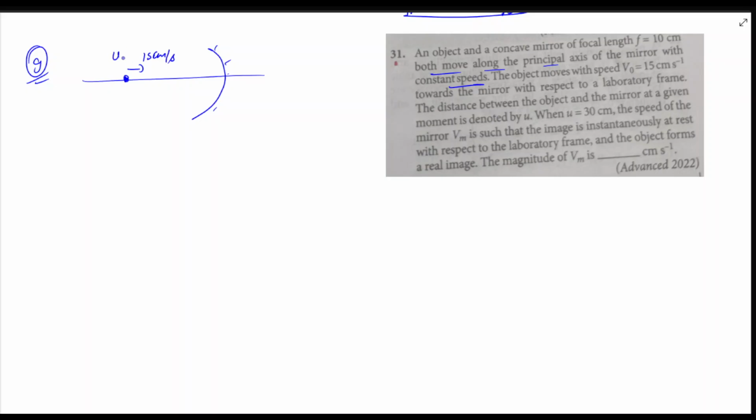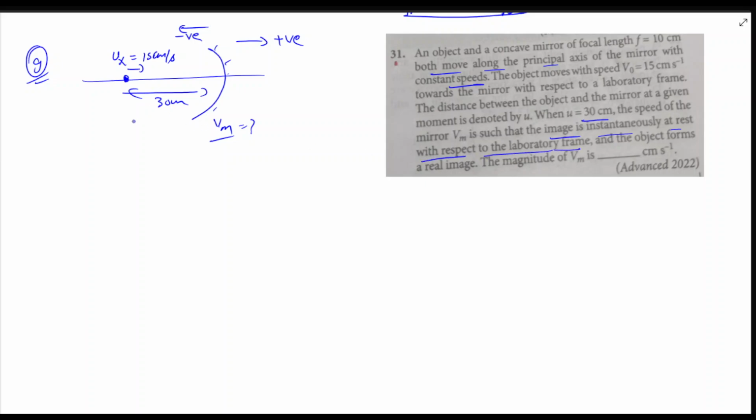So let's just say it's Vo. Okay, so Vo is this, and this will be positive because this direction we take as positive and this direction we take as negative. When the object distance u is 30 centimeter, the speed of the mirror is Vm. We don't have any information about Vm, but it is given the image is instantly at rest with respect to the laboratory frame.